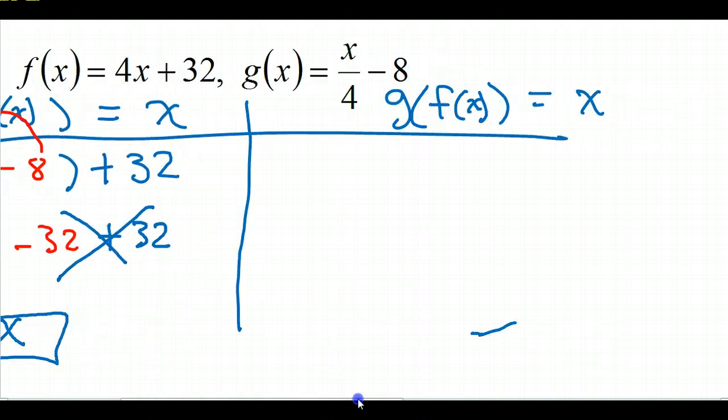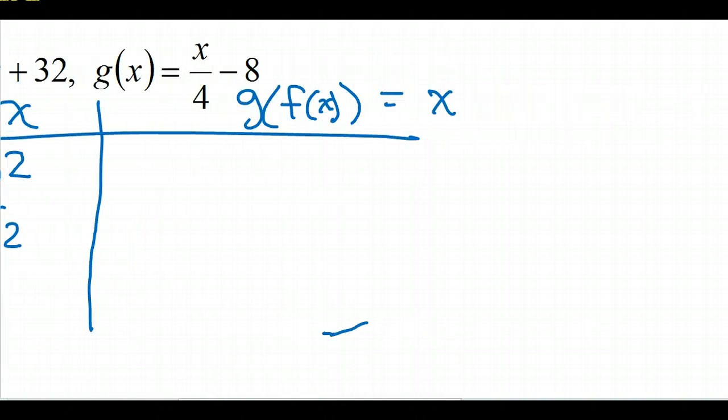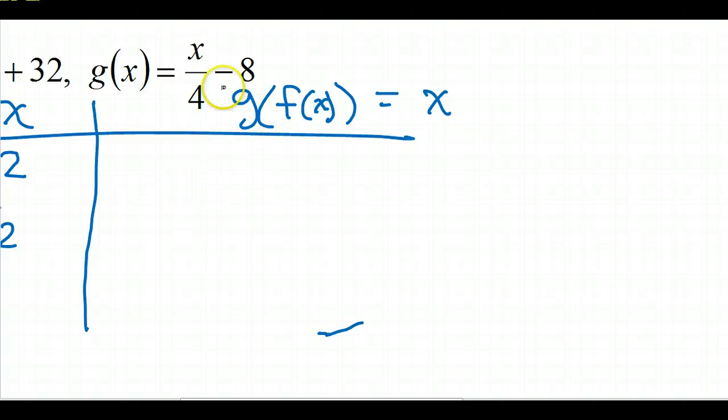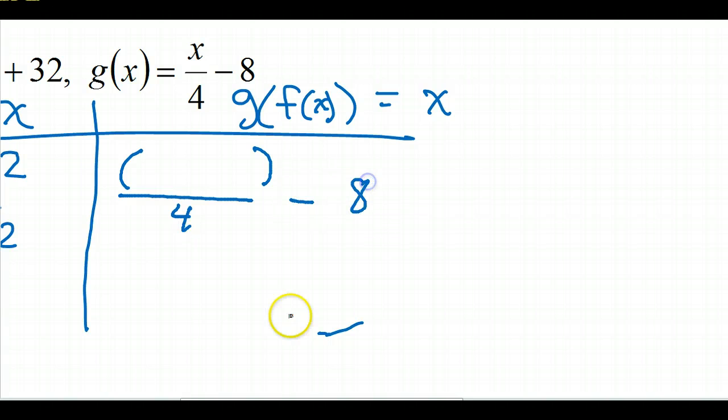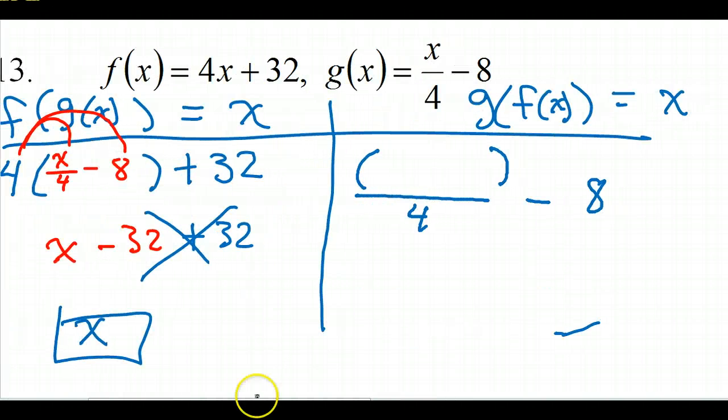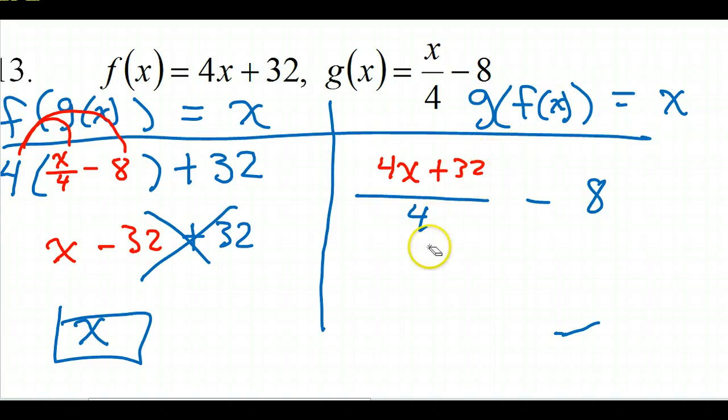Okay. Now, going the other way. This time I'm starting with function g. So instead of x over 4 minus 8, it would be like having parentheses over 4 minus 8. Inside the parentheses should go the other function, function f. So I'm going to have 4x plus 32 in there. In this case, the parentheses aren't really doing anything. There's nothing in front of the parentheses, or there's no exponent or anything.